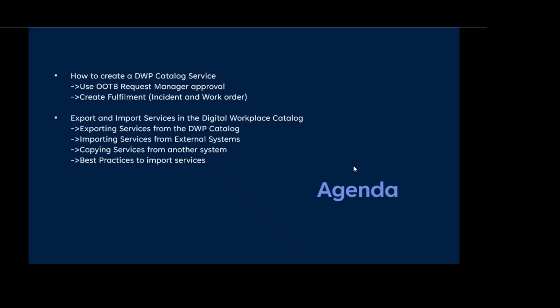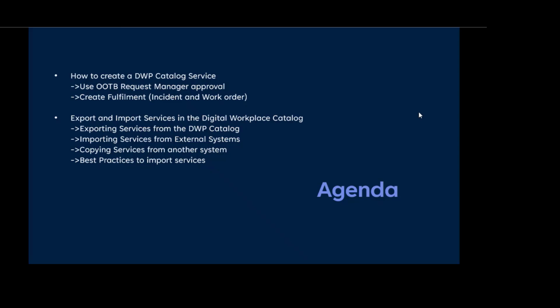As you can see on the screen, first we'll check how we can create the service. Then in that service workflow, we will be using the out of the box request manager approval process. And then we will also create a fulfillment, where we'll give the option to create an incident, or the option to create a work order, in one use case of IT service request.